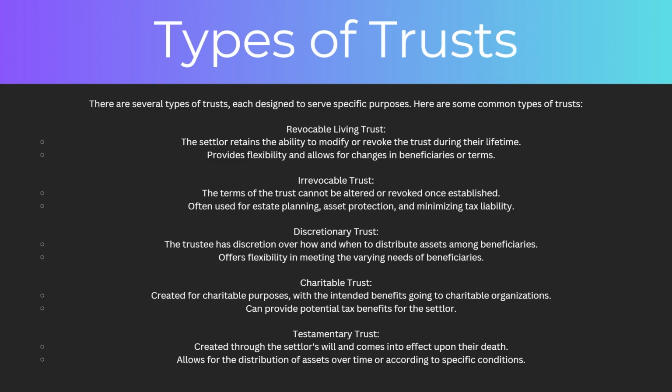Then there's the irrevocable trust. The terms of the trust cannot be altered or revoked once established. It's often used for estate planning, asset protection, and minimising tax liability. Then there's a discretionary trust. The trustee has discretion over how and when to distribute assets among beneficiaries. It offers flexibility in meeting the varying needs of beneficiaries.